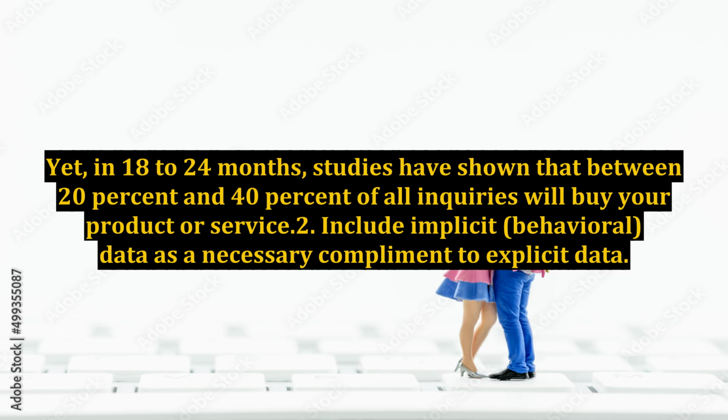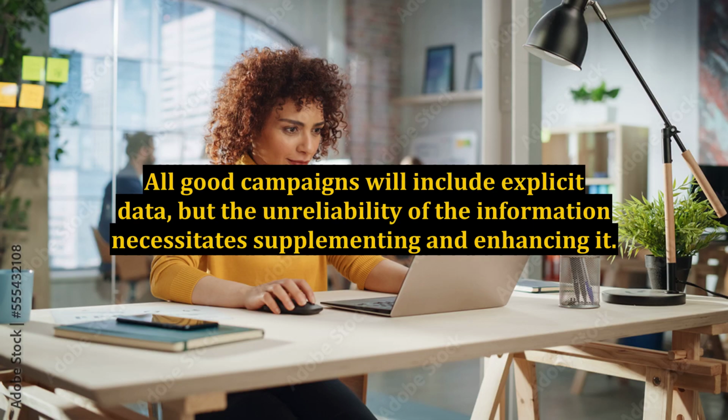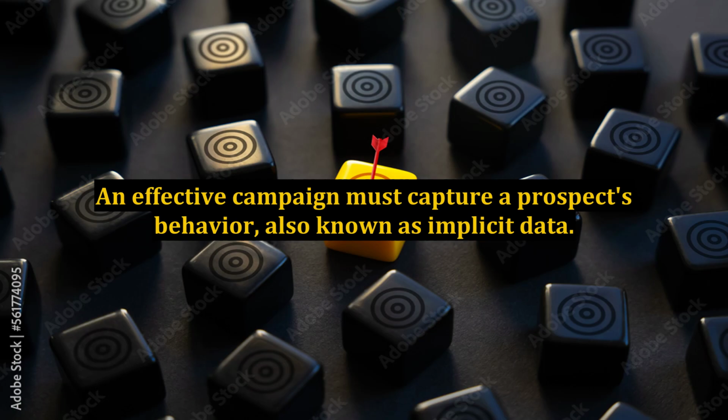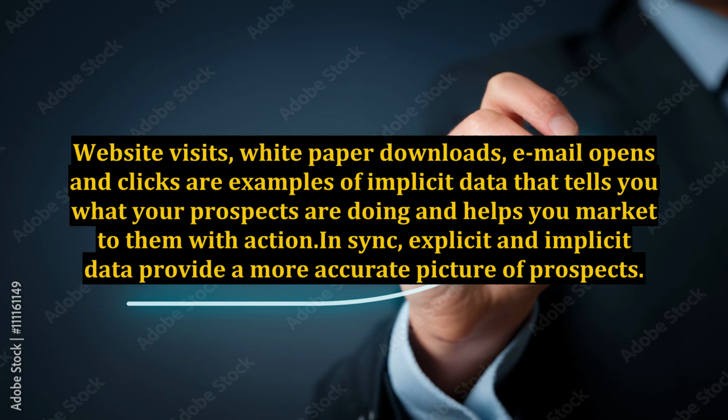Point 2. Include implicit, behavioral data as a necessary complement to explicit data. All good campaigns will include explicit data, but the unreliability of the information necessitates supplementing and enhancing it. What about the prospect's values, actions, attitudes, and interests? An effective campaign must capture a prospect's behavior, also known as implicit data. Website visits, white paper downloads, email opens, and clicks are examples of implicit data that tells you what your prospects are doing and helps you market to them with action.